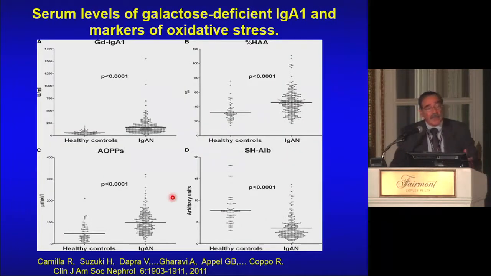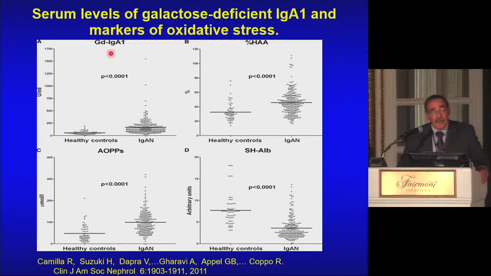Now, one question is, what makes the IgA that is galactose-deficient antigenic? Because the relatives don't have disease. Most of the relatives don't have hematuria, proteinuria, or anything. They just have galactose-deficient IgA. So one of the thoughts is that there's oxidative stress, perhaps by viral or other infections, and this oxidative stress makes the IgA1 molecule that is lacking galactose residues more antigenic.